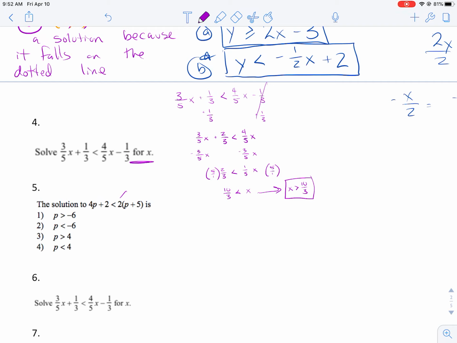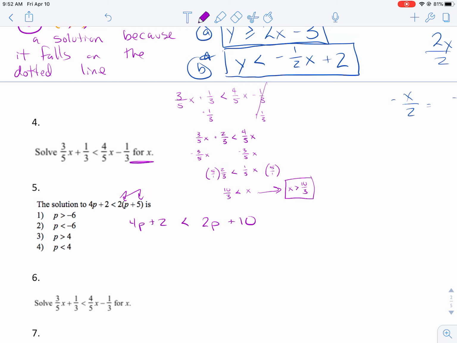I actually just have time for one more, and then I have a Zoom meeting. So this will be the last problem for this section here. So the solution to 4p plus 2 less than 2 times (p plus 5) is. What we're looking for is basically what we did in the last problem. Solve for p.